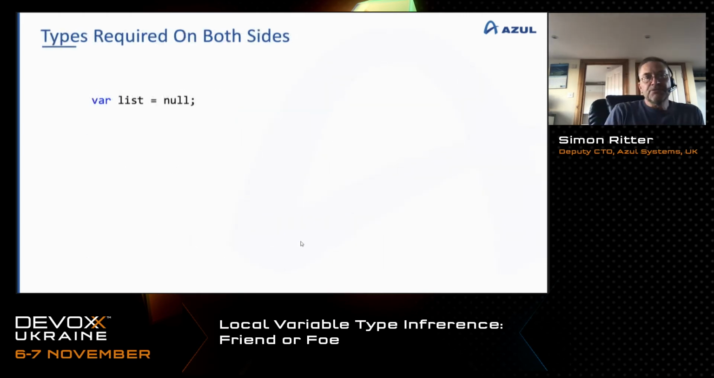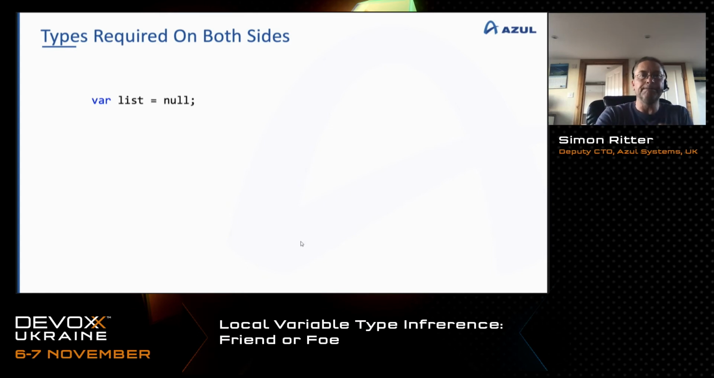Very important, types are required on both sides. And again, let's look at this. var list equals null. Well, you might think to yourself, okay, well, list, I've assigned a null to that. Surely the compiler can infer from that that it's going to be, well, let's say Object. Object would be the obvious choice because in terms of our class hierarchy in Java, Object is the superclass of all other classes. So surely the only choice we could make there would be to make list an Object, assign null to it, and that will work.